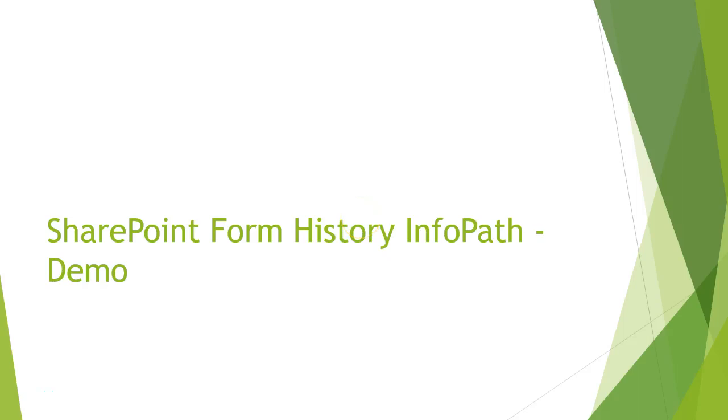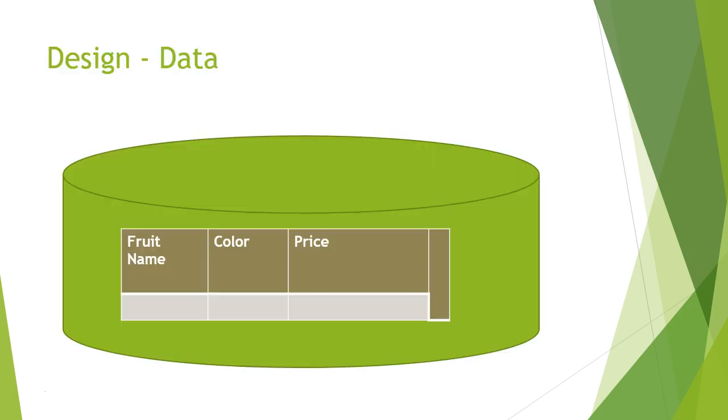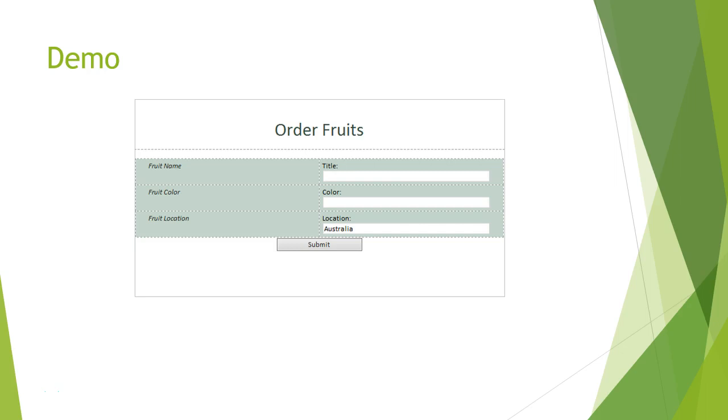Welcome to a short tutorial on the historical way to develop forms using InfoPath. As usual, we need to get the design ready. You decide the columns, you decide the data you need, and then you decide where you want to store the data. In our case, we will use a SharePoint list to store the data and InfoPath to get the form details. So this is how an InfoPath form looks.